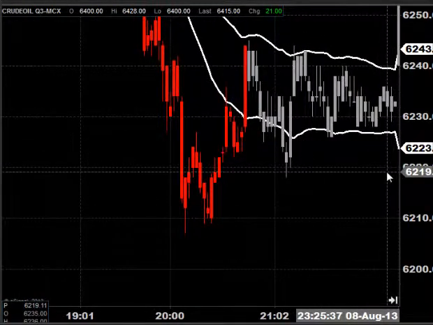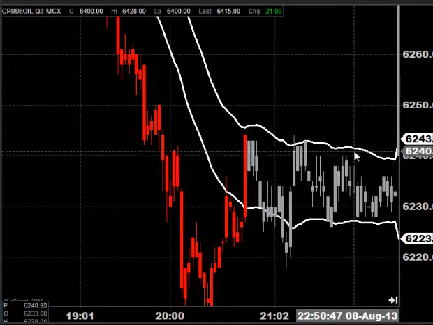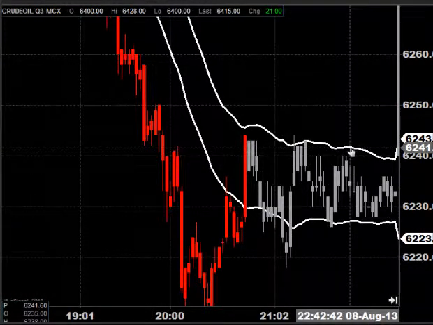Now we are coming to the closing session. The market closed without even breaking the second white line or the upper band.